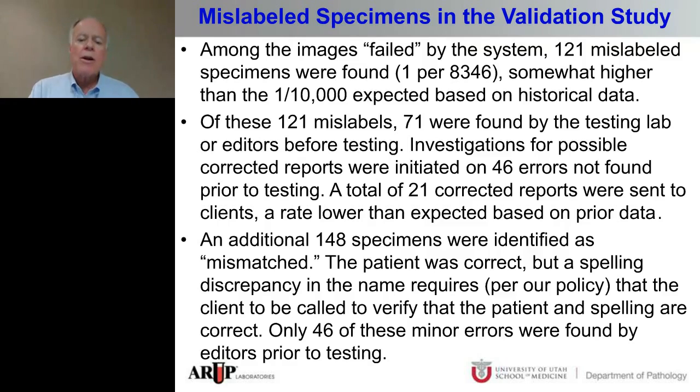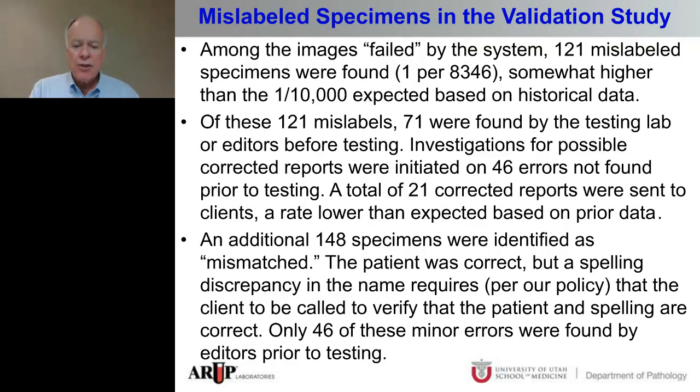Out of those 121 mislabeled specimens, 71 were found by the testing laboratory or editors before testing, but we had to send 46 of those on for investigation for possible correction reports. And we ended up with 21 corrected reports. Now, not always is a corrected report required. If the tests are repeated and the results are the same after the specimens have been correctly labeled, then there's no need for a corrected report. And so there are different scenarios in which a corrected report would not be required. But we did end up sending out 21 corrected reports out of those 121 mislabels.